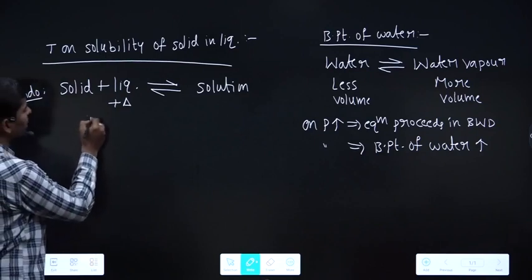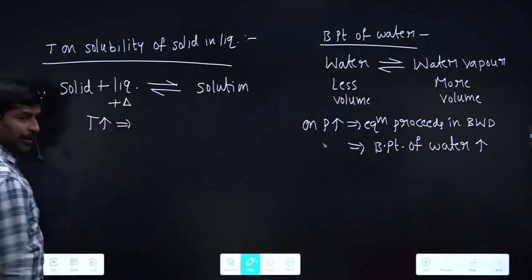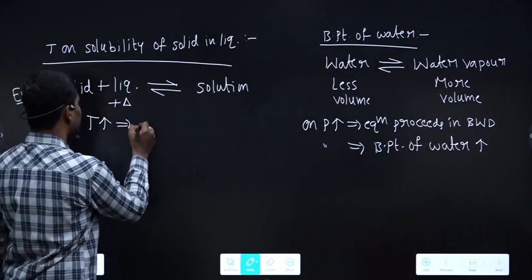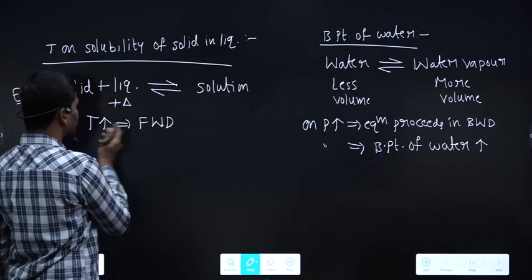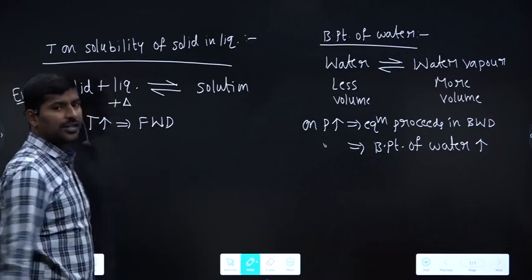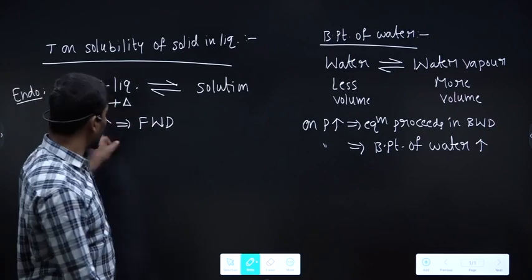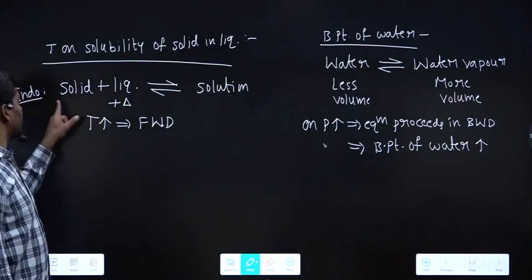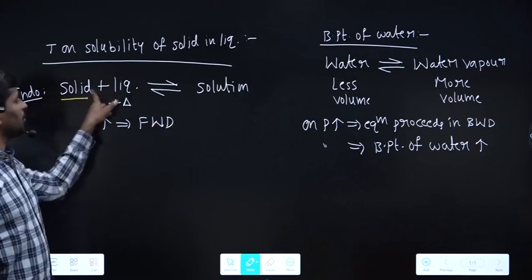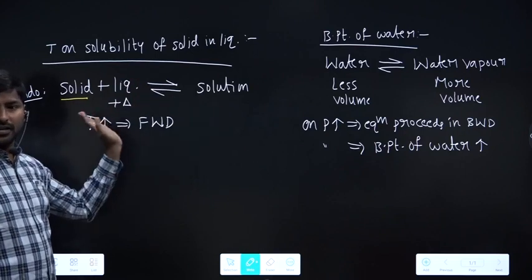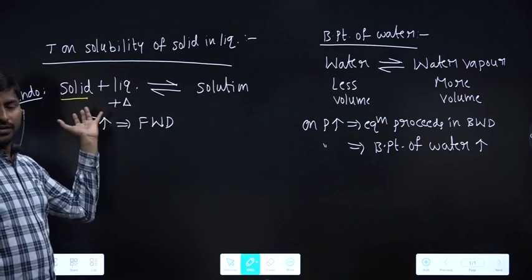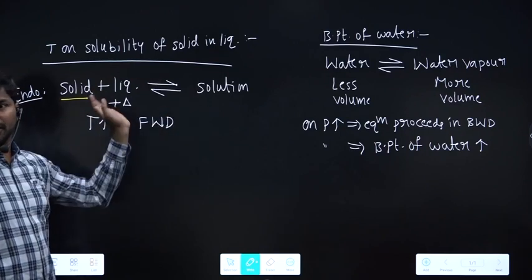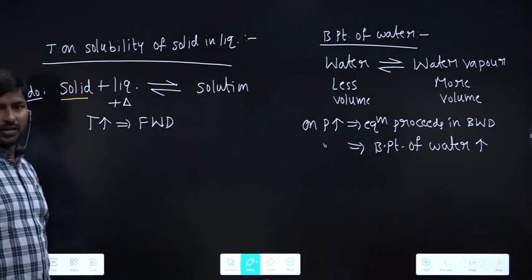Now if you increase the temperature, it proceeds in which direction? Forward direction. On increasing temperature, that means we are supplying heat energy, it proceeds in the direction where heat energy is consumed, in the forward direction. Forward direction means more amount of solid is dissolving in the liquid.